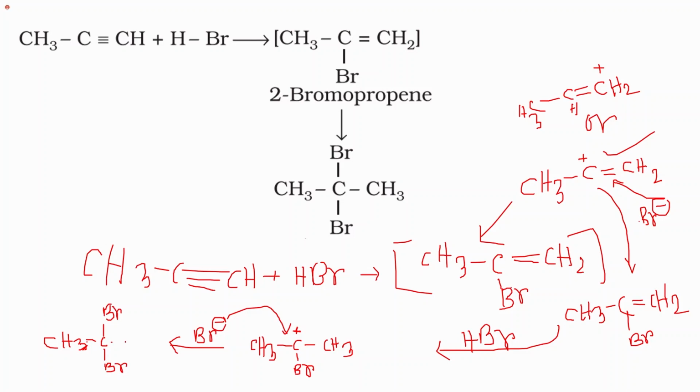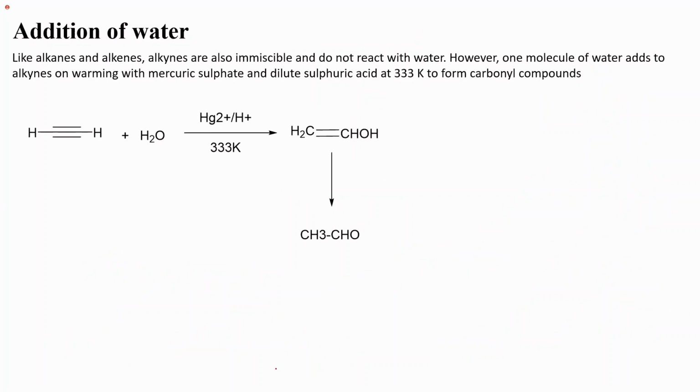Now the addition of water. What does addition of water mean? As we also discussed in the case of the alkene moiety, we want to know, when water is adding to the alkene moiety, what products we get, and when water is adding to the acetylene or alkyne moiety, what products we get. If we start from acetylene, then we get an aldehyde moiety.